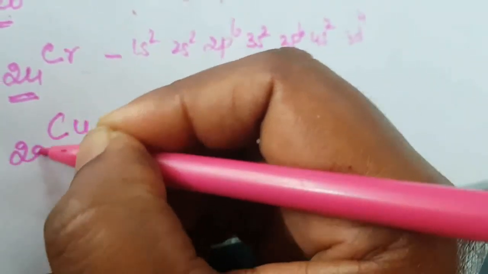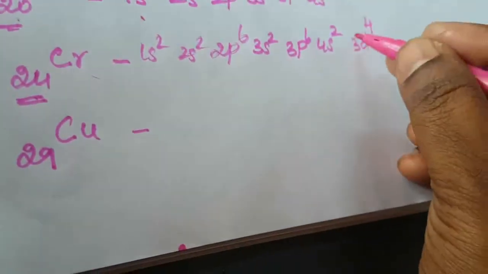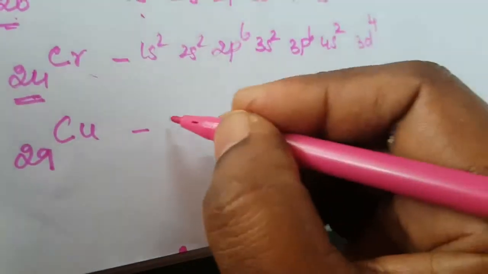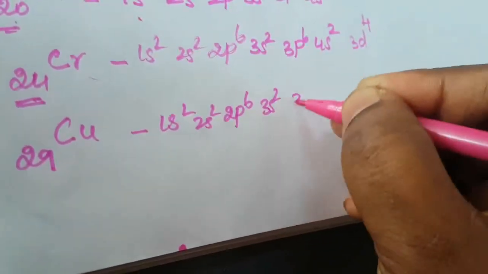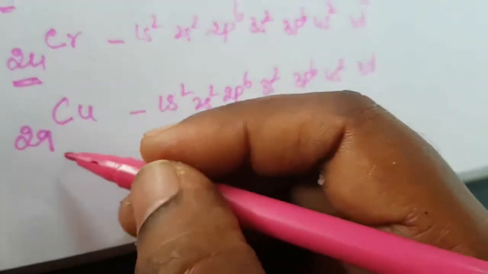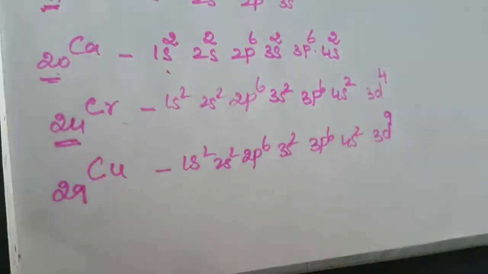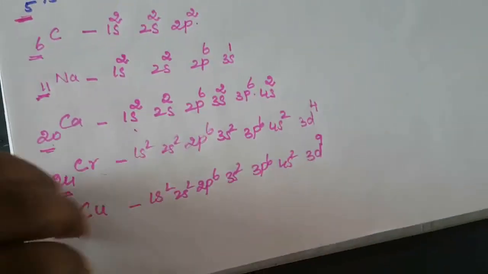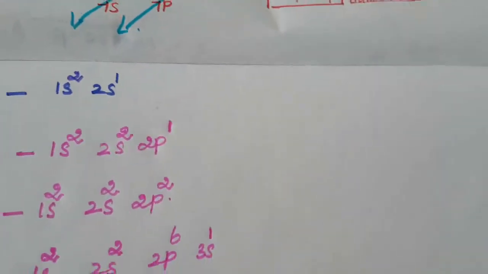Next one is copper, 29. How to write this electronic configuration? The same thing, instead of 3d4, what will be coming? 1s2, 2s2, 2p6, 3s2, 3p6, 4s2, 3d. What electrons will be coming? That is 3d9. So this is the electronic configuration. The d orbital also has a maximum of 10 electrons. This is the way you write the electronic configuration.